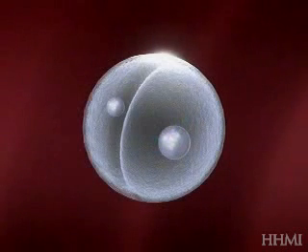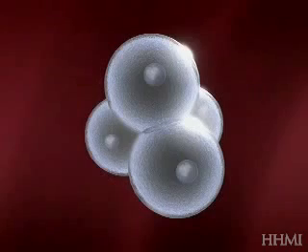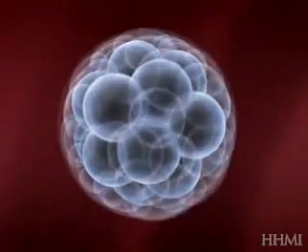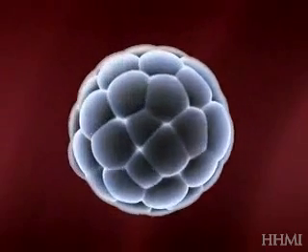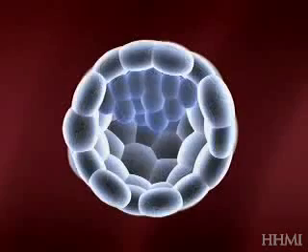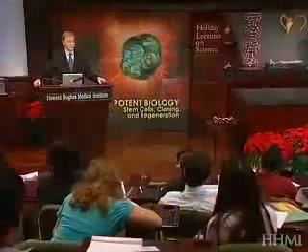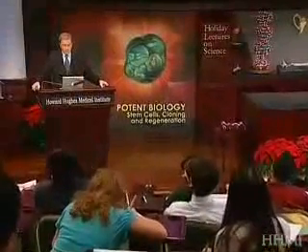The cells now begin to divide, continue to divide to make a blastocyst with an inner cell mass, and then it's from the inner cell mass in that blastocyst that an embryonic stem cell can be derived. There's our inner cell mass, the source of new cells.